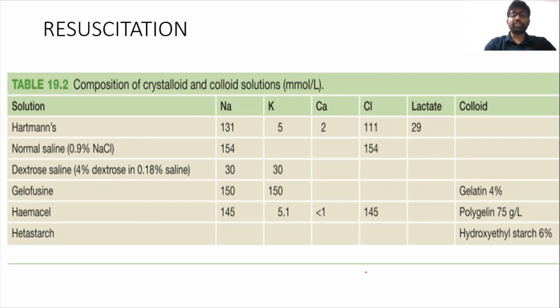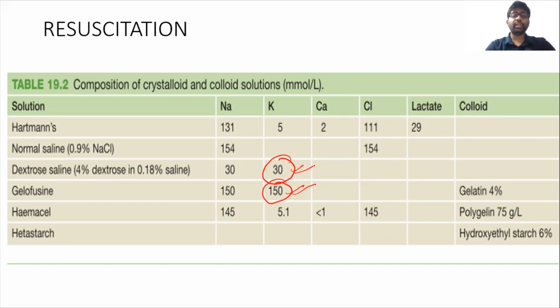What MCQ can be framed from the different fluids is they might ask you which of these fluids contains the maximum amount of potassium. So that is gelofusine. But if they ask you which of the crystalloids contains the maximum amount of potassium, then comes dextrose saline. So always remember the question can be on crystalloid or colloid or overall fluid. Overall, gelofusine has the maximum amount of potassium, but if they ask specifically about the crystalloid, then it is 5% dextrose or 4% dextrose.